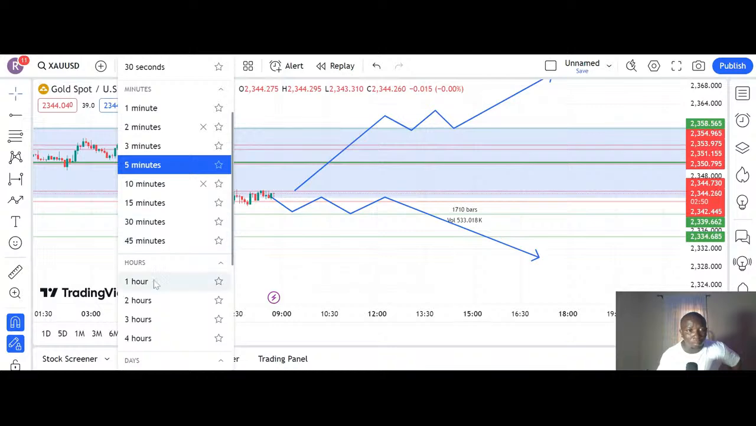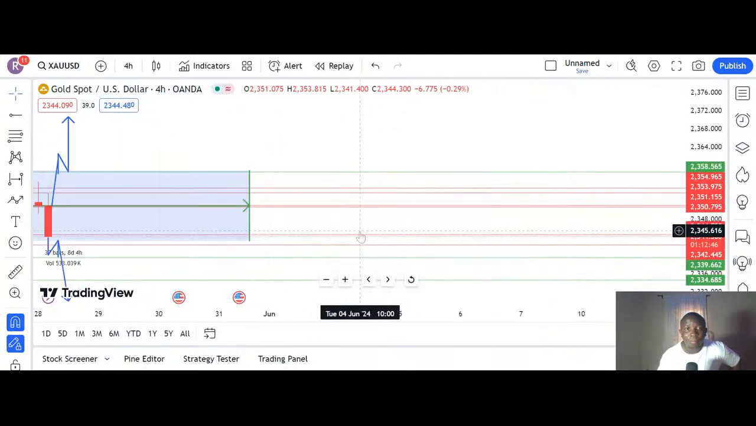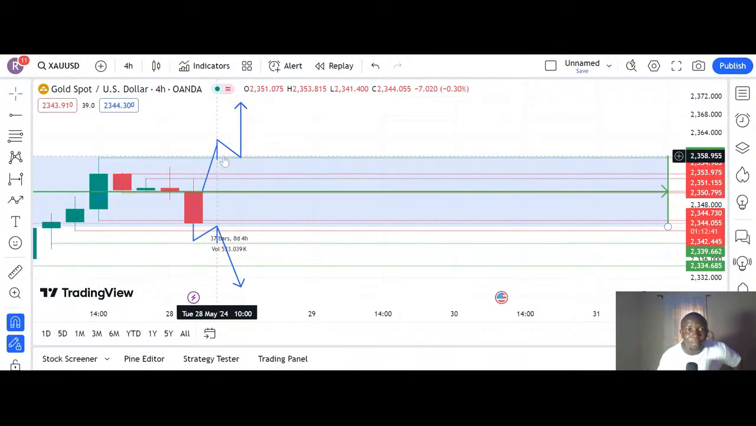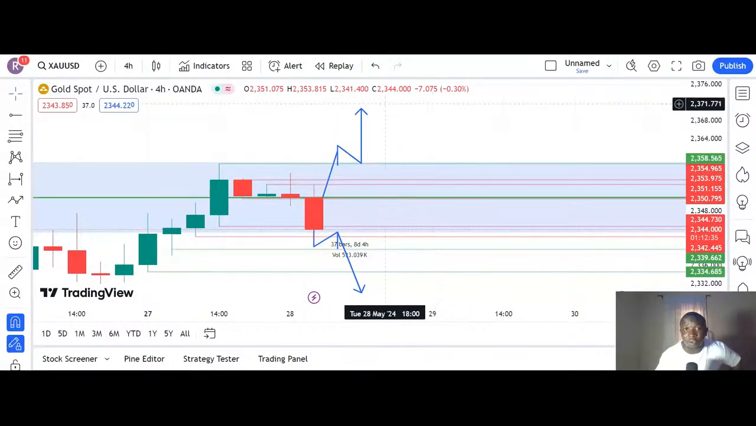Okay, so let me go back to the 4 hours time frame. So this is what we need to see. See the market play around this place, you buy. The market plays around this place, you sell. So you guys should ask any question right now. Ask any question right now, okay?